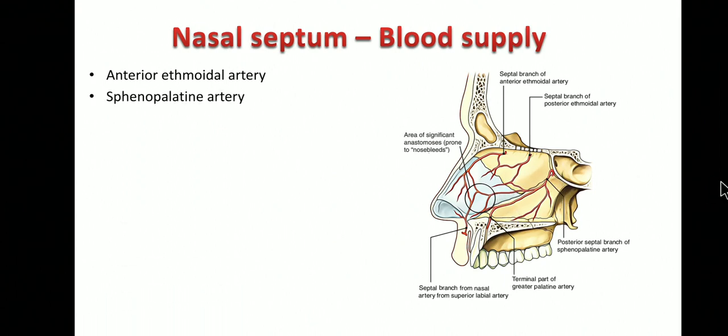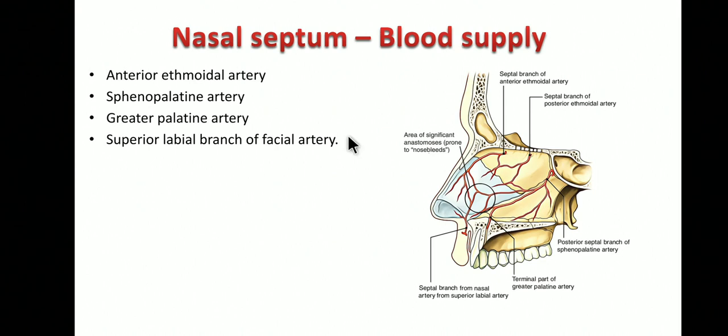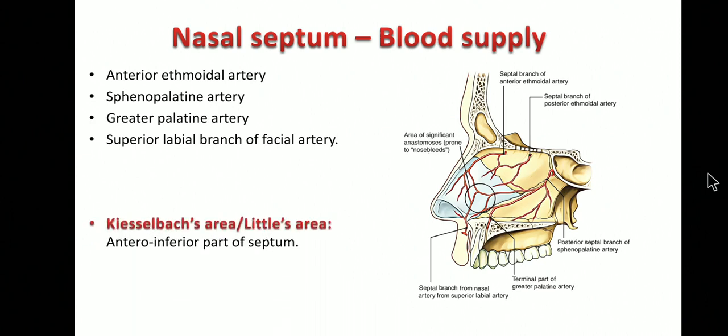Then here you have one more artery. The anterior inferior part is mainly supplied by the septal branch of the facial artery, the superior labial branch of the facial artery. Sometimes the greater palatine artery will also supply, but mostly it is the anterior ethmoidal, sphenopalatine, and then the superior labial septal branch of the facial artery that supplies the nasal septum. It might also be contributed to by the posterior ethmoidal artery.